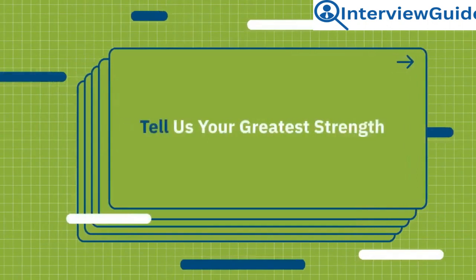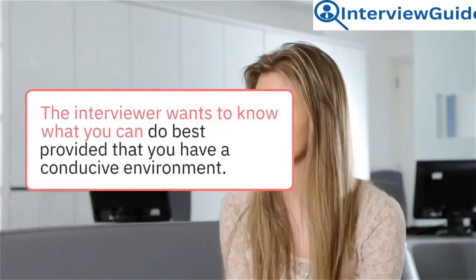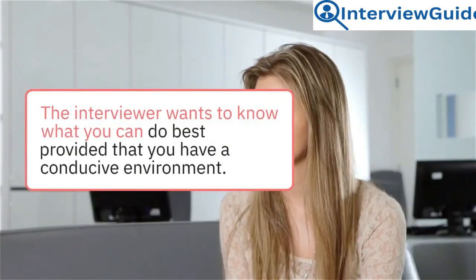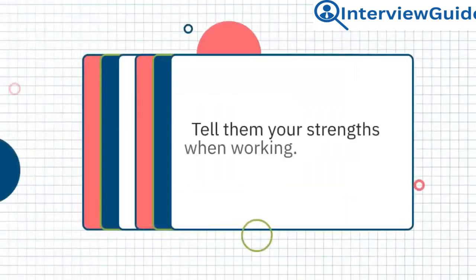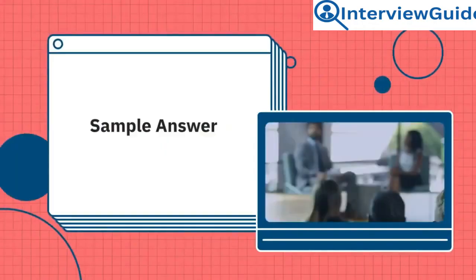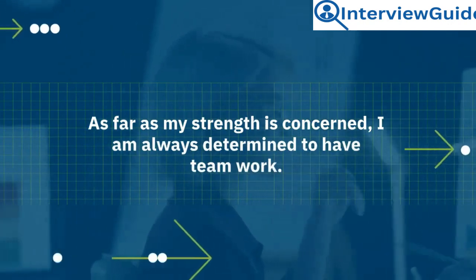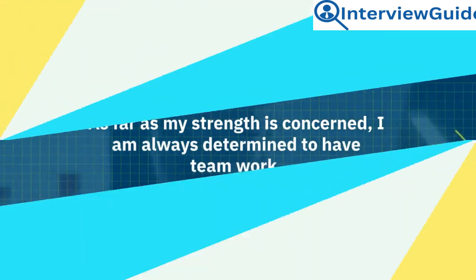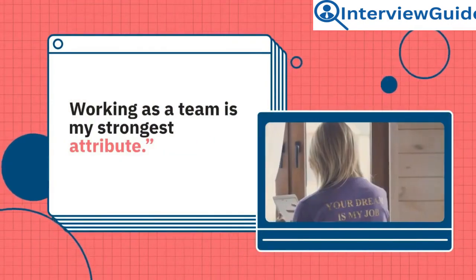19. Tell us your greatest strength. The interviewer wants to know what you can do best provided that you have a conducive environment. Tell them your strengths when working. Sample answer. As far as my strength is concerned, I am always determined to have teamwork. Working as a team is my strongest attribute.